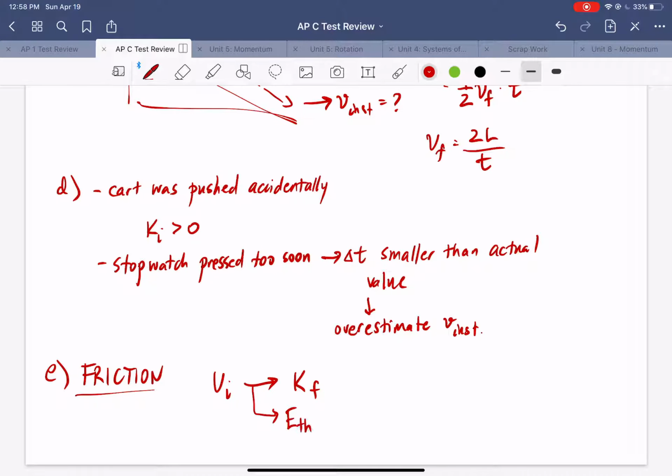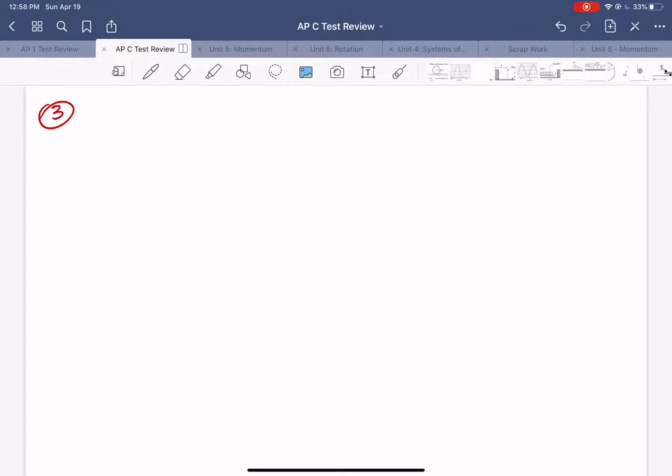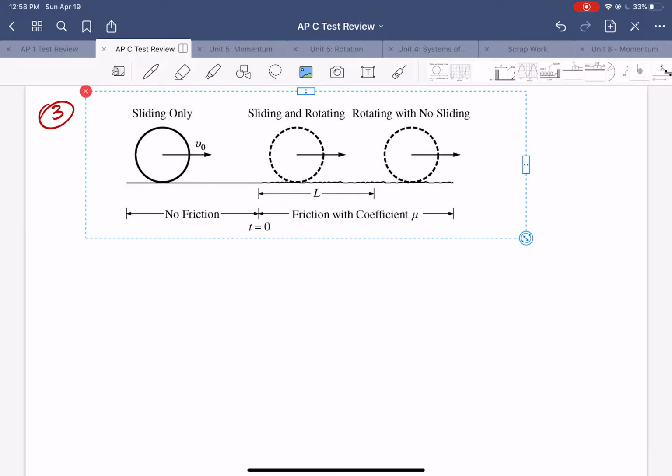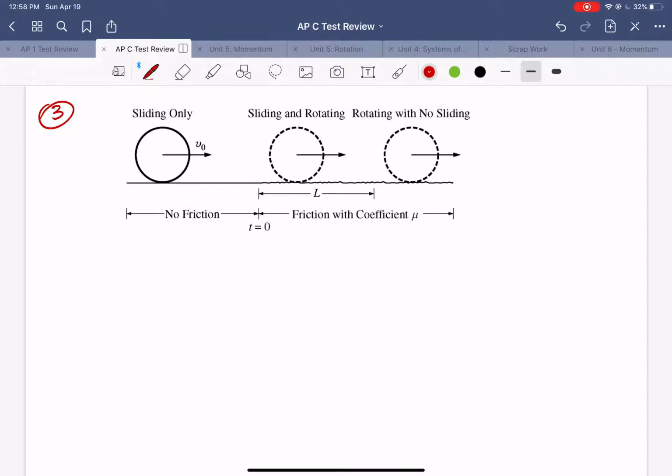All right, so let's move on to the third problem now. The third problem involves some rotational dynamics and kinematics. The problem states that we have a hoop that is sliding across a frictionless surface, not rotating, only sliding. So make that very clear here.